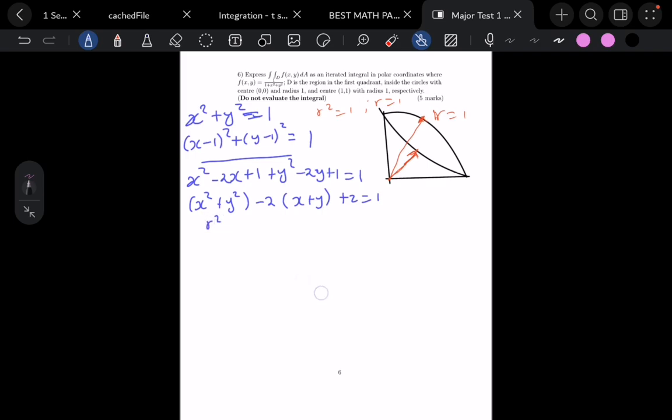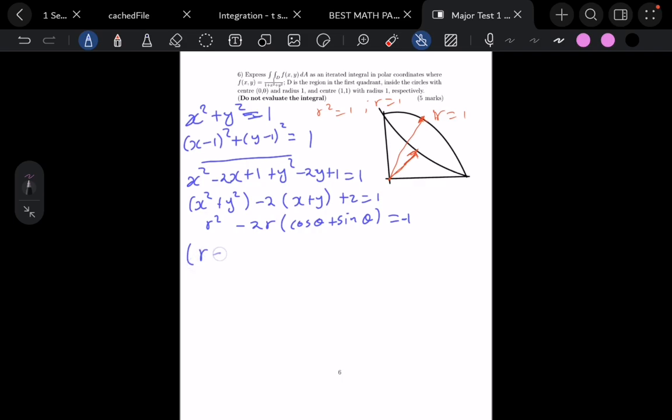So I'm going to have r squared minus 2r times (cos theta plus sine theta) equals 1 plus 1, that is a 1, which is 1 minus 2, which is minus 2. It's minus 1, like that. Now we need to solve for r here. To solve for r, just complete the square. How will you complete the square?